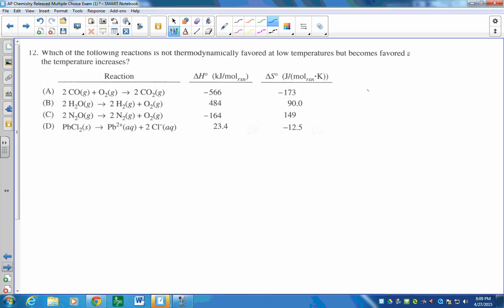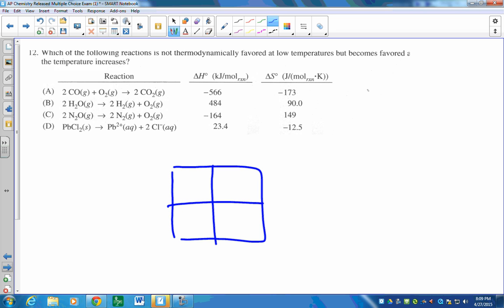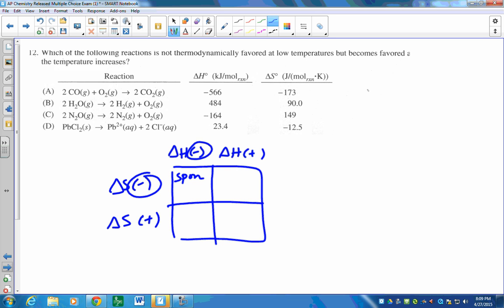Which of the following reactions is not thermodynamically favored at low temperature but becomes favored as the temperature increases? Remember, we talked about the chart. Delta H negative, delta H positive, delta S negative, delta S positive. Guaranteed you'll get one of these. Negative is spontaneous or favored at low temp. This is spontaneous at high temp. This is never, and this is always.